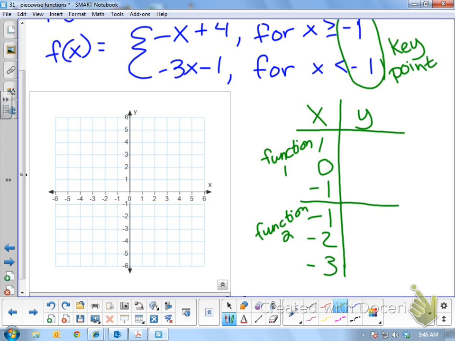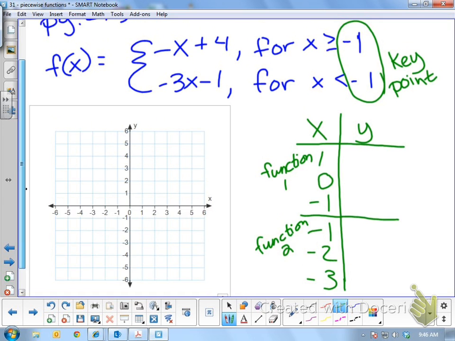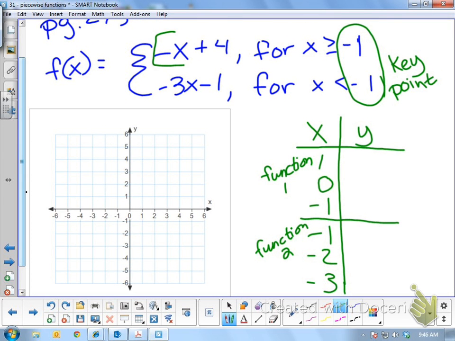So when I say function 1 and function 2, I'm just talking about these pieces here. That's a function, that's a function. I'm calling this one function 1. And this one function 2.